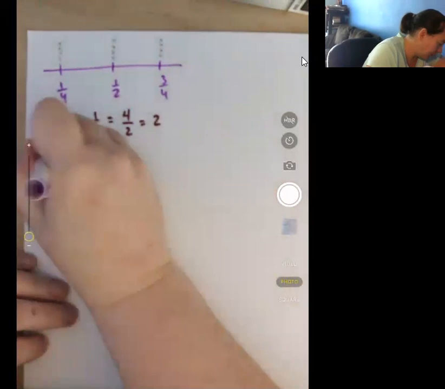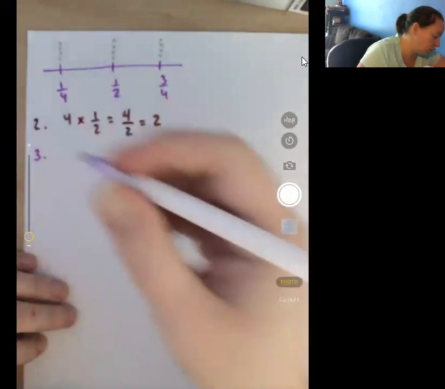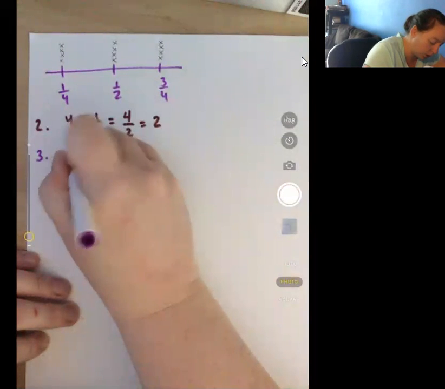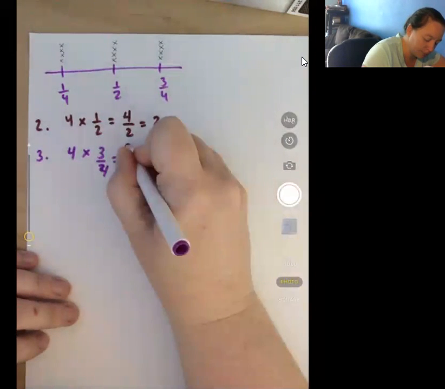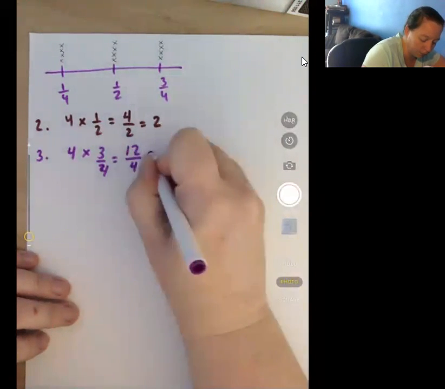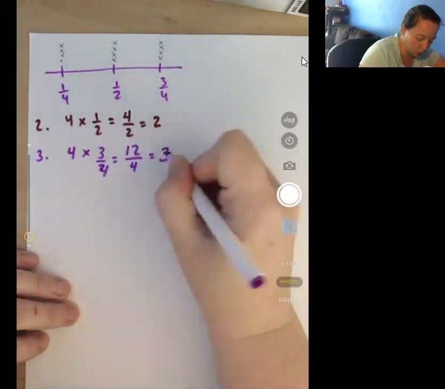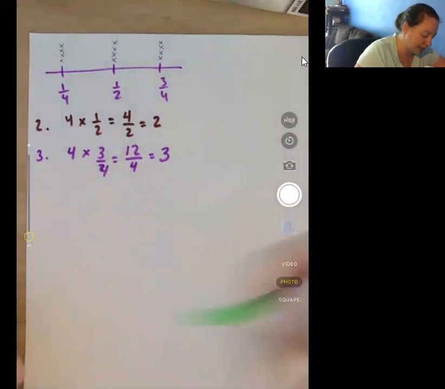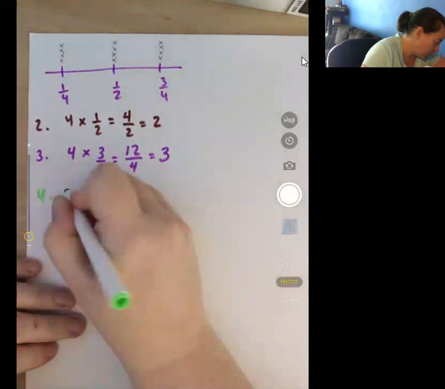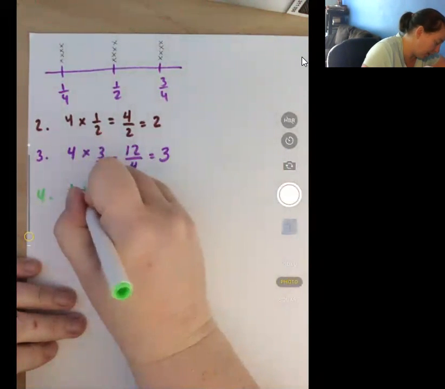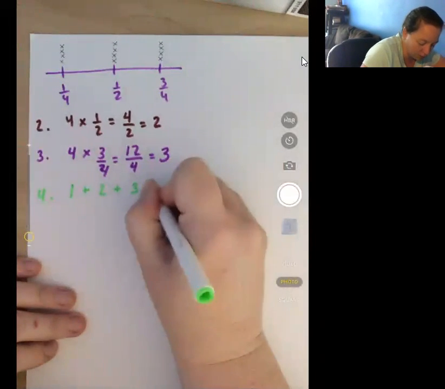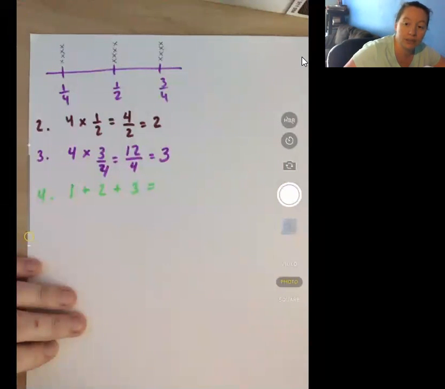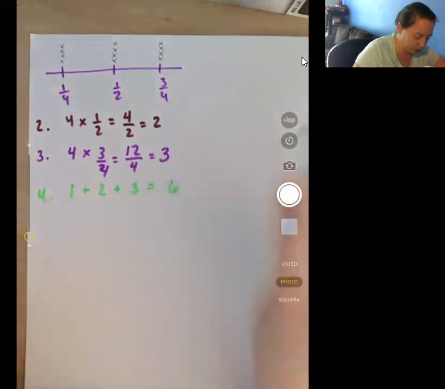Number 3, the combined weight of the 3/4 pound bags. So we have 4 3/4 pound bags. 4 times 3/4. 4 times 3 is 12/4. 12 divided by 4 is 3. Number 4, what is the combined weight of all of them? So we have 1 pound with the 1/4 pounders, 2 pounds with the 1/2 pounders, and 3 pounds with the 3/4 pounders. 1 plus 2 is 3, plus 3 is 6. So we have 6 pounds total.